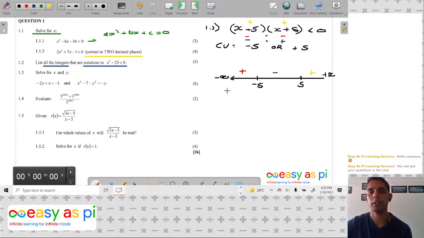Now we need to ask ourselves, if this is less than 0, where does it happen? Well, it happens in between here. But remember, they said list all of the integers where this is less than 0. Now remember, if it's just less than, I will exclude negative 5, and I will exclude positive 5, because at those points, this is equal to 0.